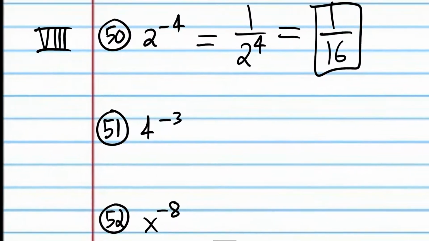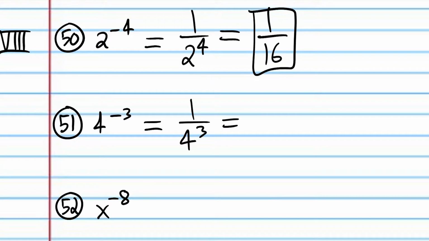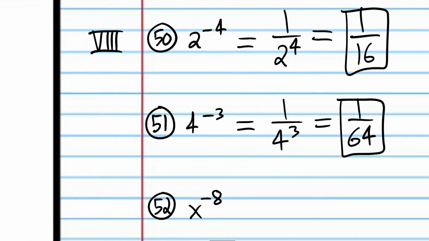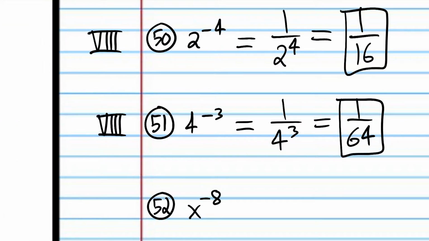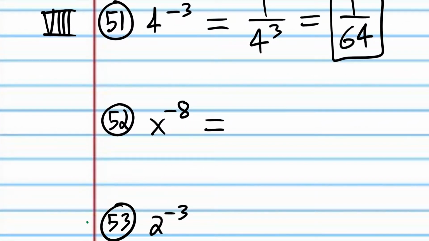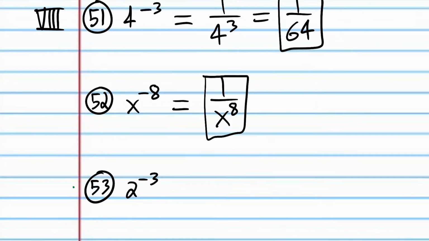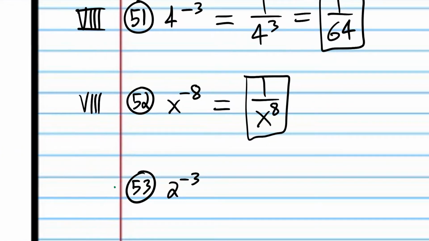And so now let's try 51. 4 to the negative 3rd power. Again, whenever you have a negative power, you just write 1 over that expression, except now you change the power to a positive, and 4 to the 3rd power is 64. And that's, again, rule number 8. Okay, so now we have a variable, but it's no different. You just write 1 over the same exact expression, except you change the power to a positive number. And actually, there's nothing else we can write there. We're done with that one. So again, that is rule number 8.